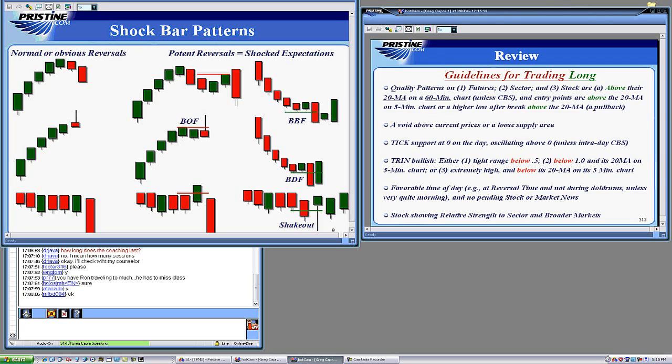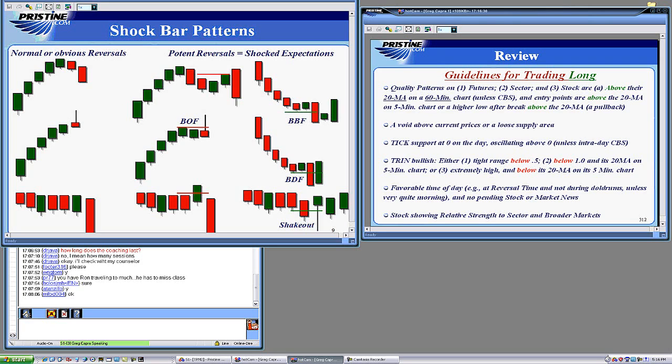All right, home stretch. Little review. This first slide is an excellent review slide for a checklist for having a long bias. Always quality patterns, the direction of the market, the sectors, the stock within that sector, what's its trend on the 60-minute chart, so you're looking for longs if it's above its 20, unless it's a climactic buy setup. You're looking for entry points on the 5.